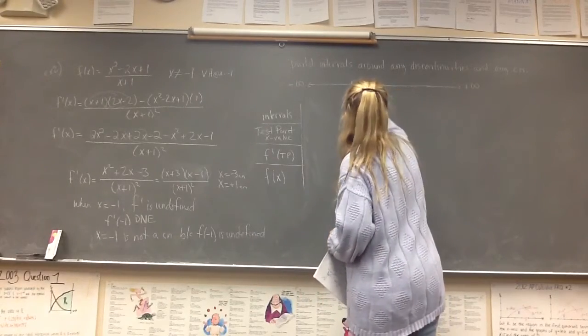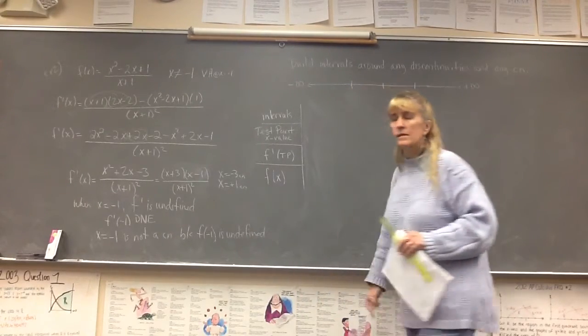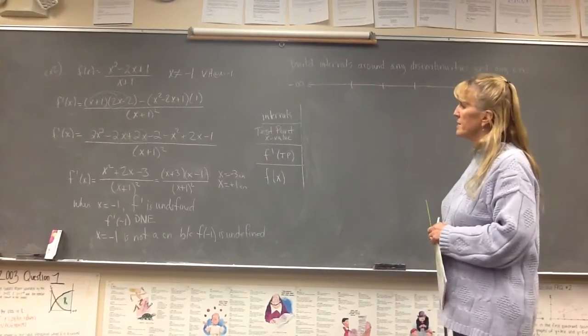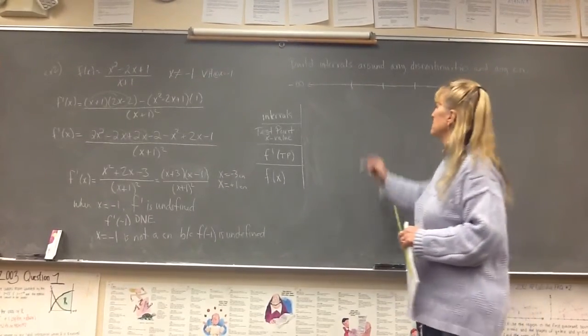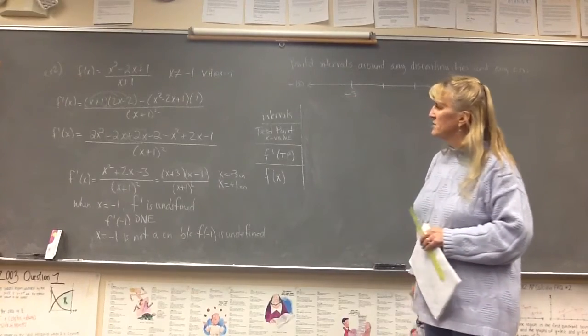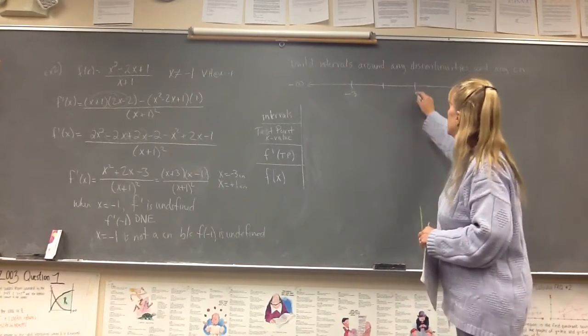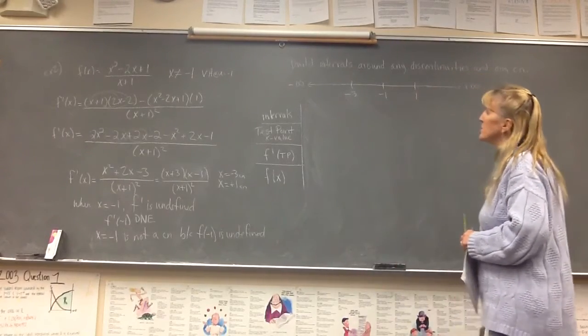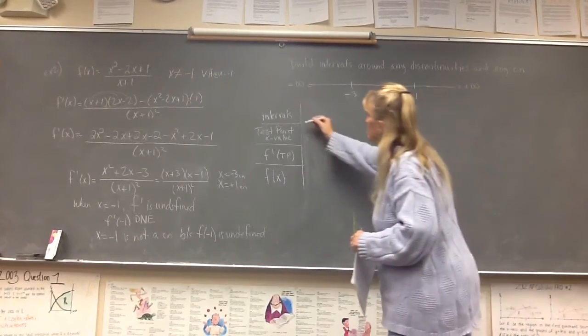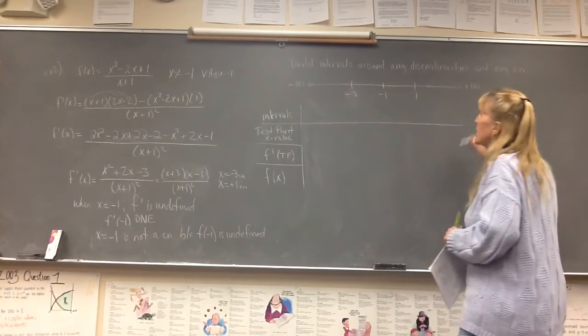So I have 3 spots on my number line here. So what's the lowest one? Negative 1, negative 3, or positive 1? Negative 3. What's the biggest one? Positive 1. So therefore, the one in the middle is negative 1. So I'm going to build my intervals. Pretty simple to do once you put them on the number line in order.